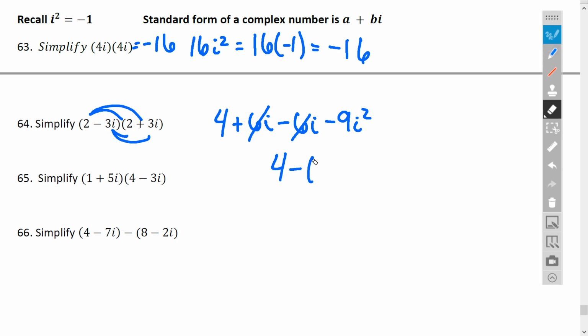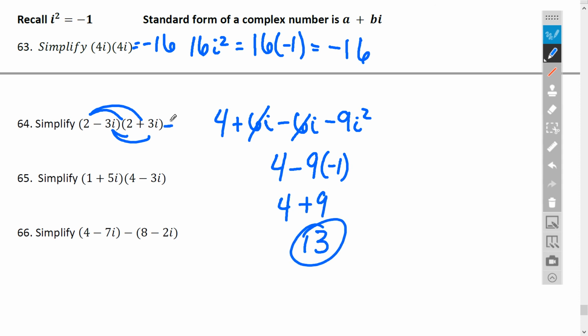And so we have 4 minus 9 times i squared. But i squared is negative 1. So we have 4 plus 9, which is 13. And the reason that these come out to a real number, 13, is because they're complex conjugates.